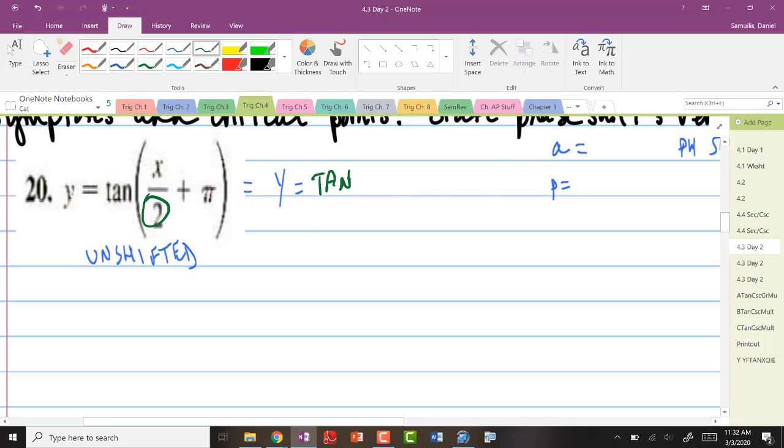Tan, what do I got to do about this? What do I got to do about that 2 there? What do I have to pull out? Not a 2. A half. This is crazy. You got to pull a half out. When I pull a half out of x over 2, it does become x. What does pi become?